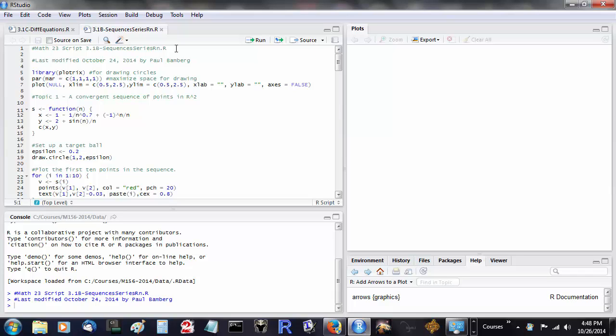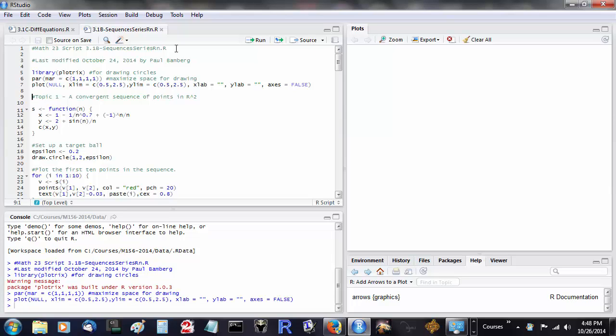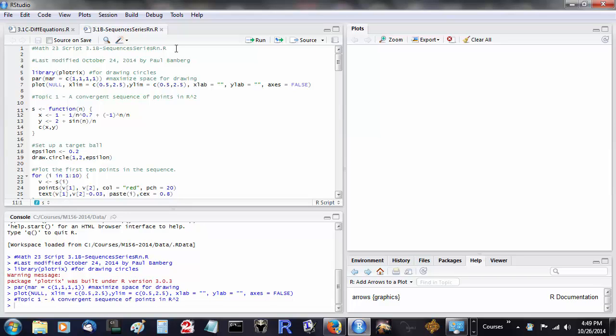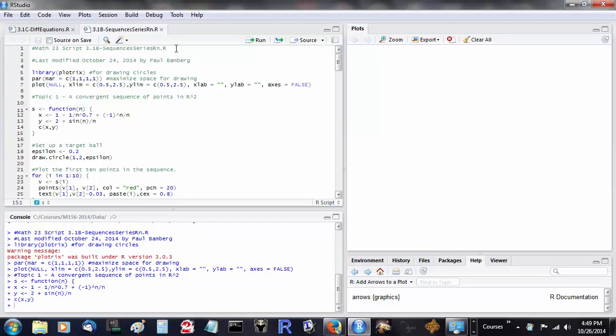I still have to call the function library to make sure that I can draw circles, maximize the available real estate, set up an empty plot, and now let's look at a convergent sequence of points in R2. Remember, we generate infinite sequences by means of functions, so that in principle you could call the function for any integer n, and all I do is generate an x-coordinate, generate a y-coordinate, and concatenate them together. The last line of a function specifies what will be returned by the function. So when I call this function with argument n, I will get the nth term in the sequence.